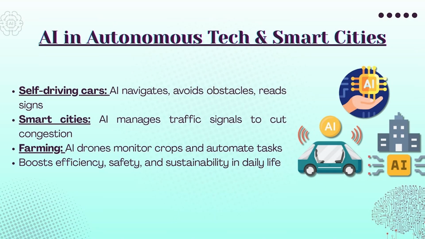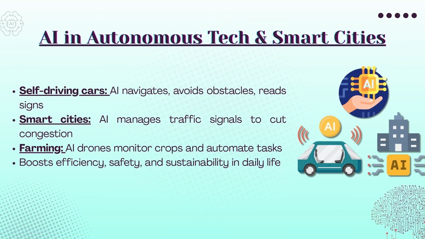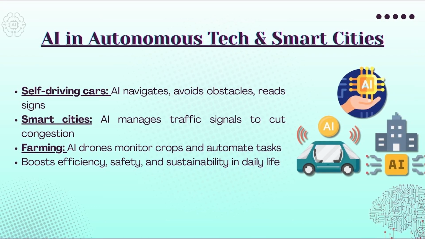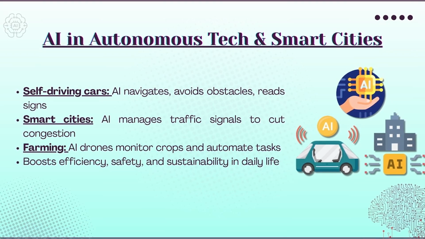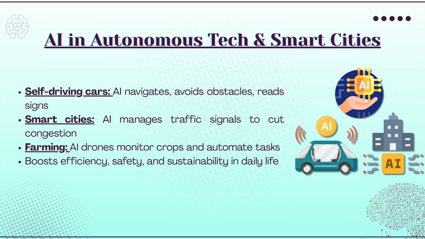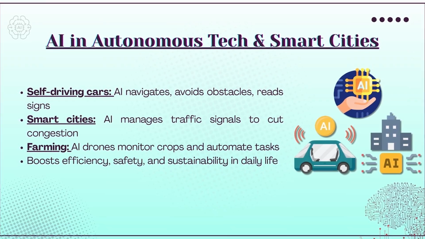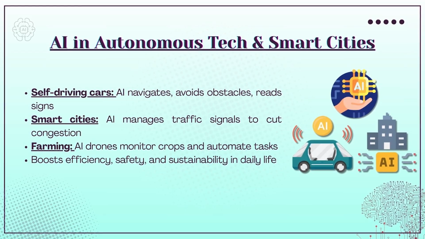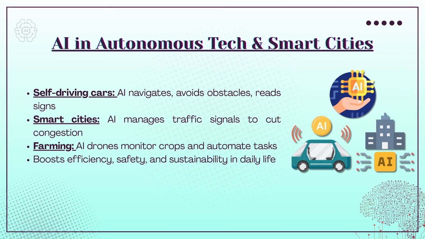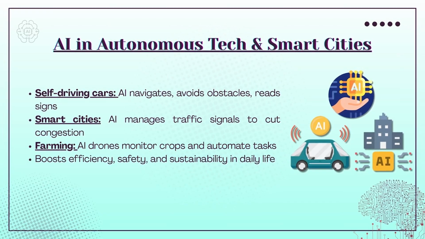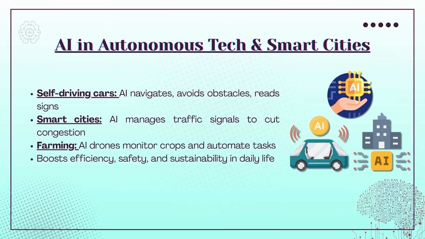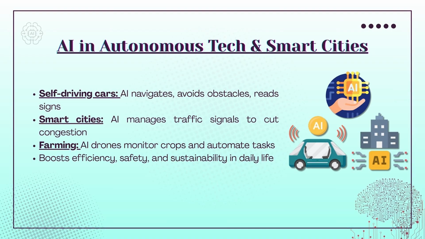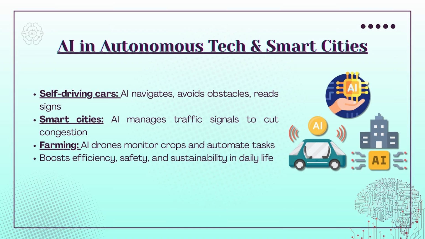Now, let's talk about AI in autonomous tech and smart cities. Self driving cars rely on AI for everything: recognizing pedestrians, reading road signs, and even making split second driving decisions. Beyond cars, cities are getting smarter too. AI manages traffic signals dynamically to reduce congestion. And also in farming, AI drones monitor the crops, soil, as well as pests. Basically, AI is helping us move towards a world that's much faster, safer, and much more efficient.